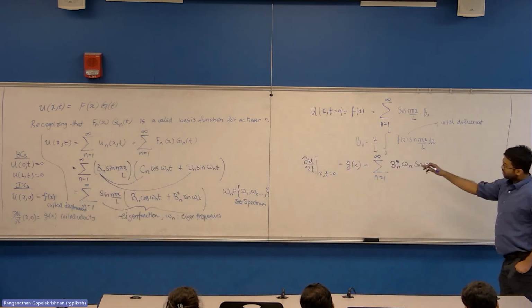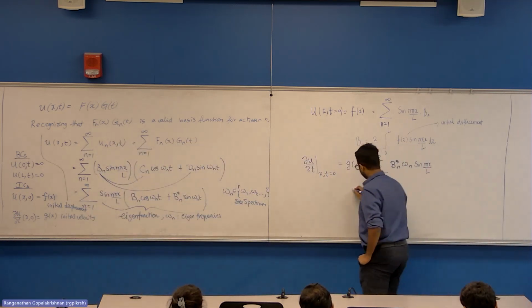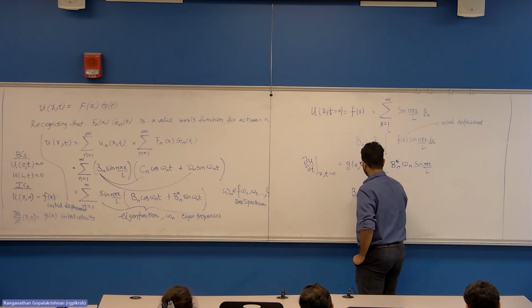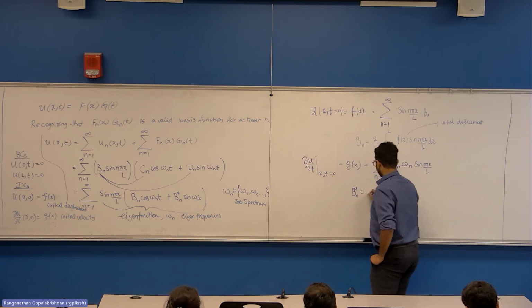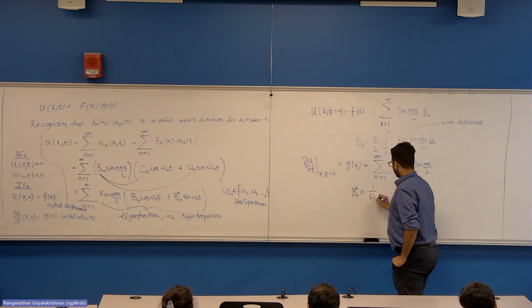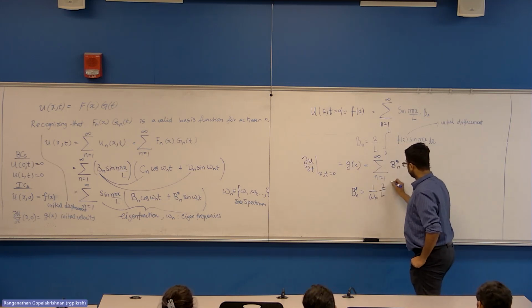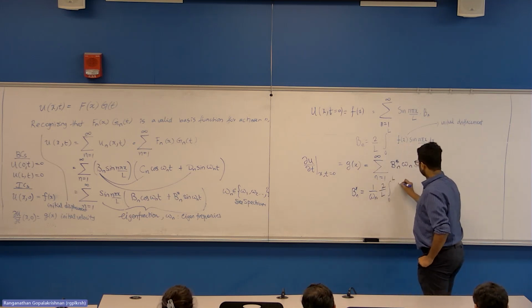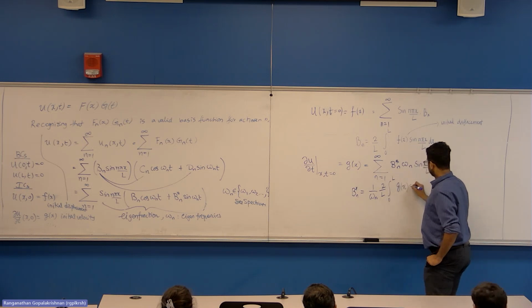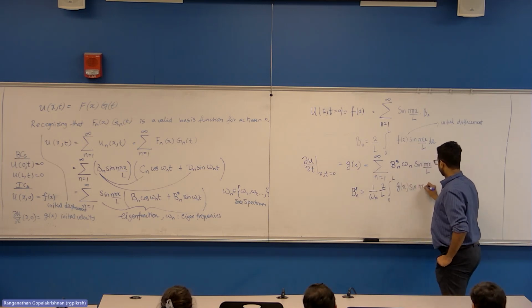So by the same logic, using the idea of Fourier transforms or Fourier series, Bn star equals 1 over omega n times 2 over L, integral 0 to L, g of x sine n pi x over L dx.